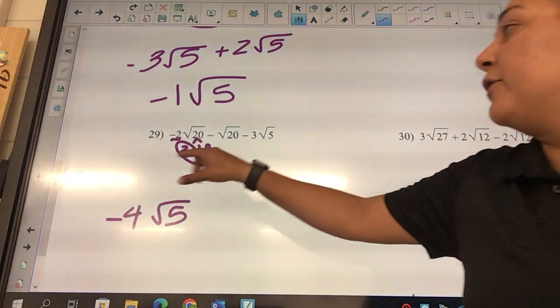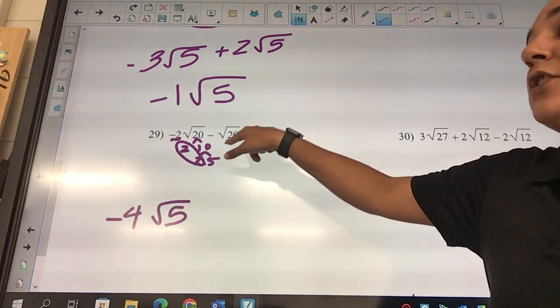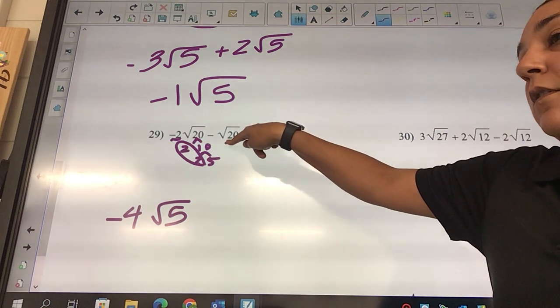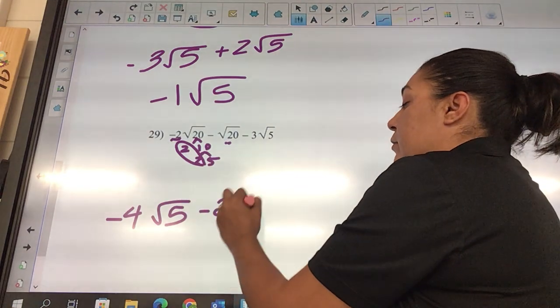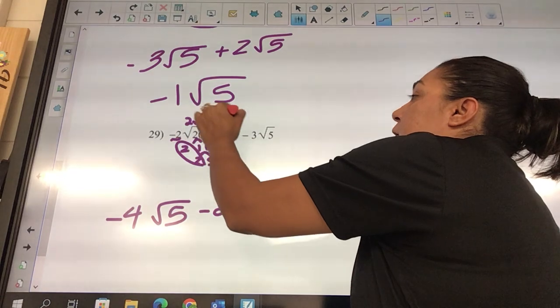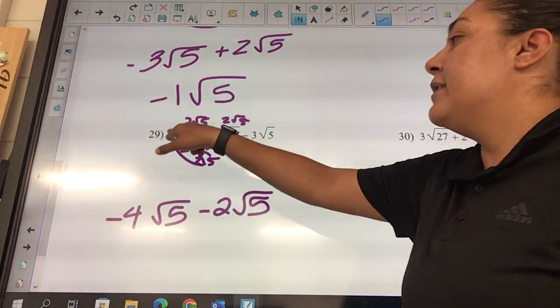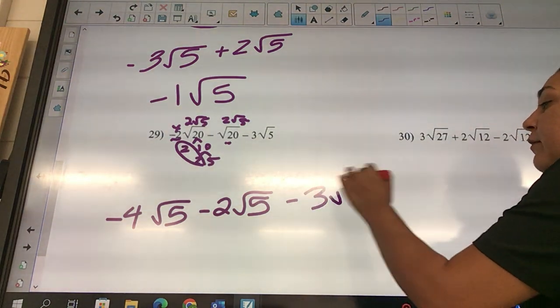Okay, that's just for that first one. Now we know because we just did the problem. What is really a square root of 20? 2 square root of 5. Okay, and that negative is still there. So these are really both 2 square root of 5. But because that negative's there, you got to times those two. Okay, and then I got negative 3 square root of 5.